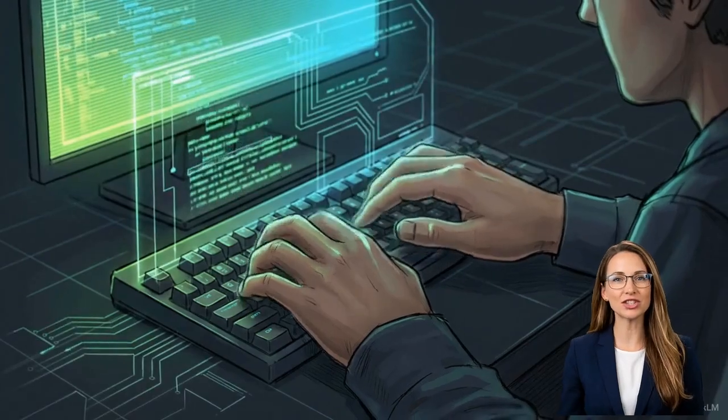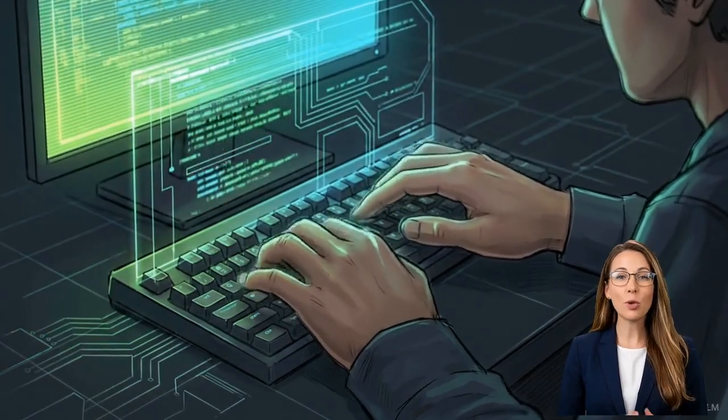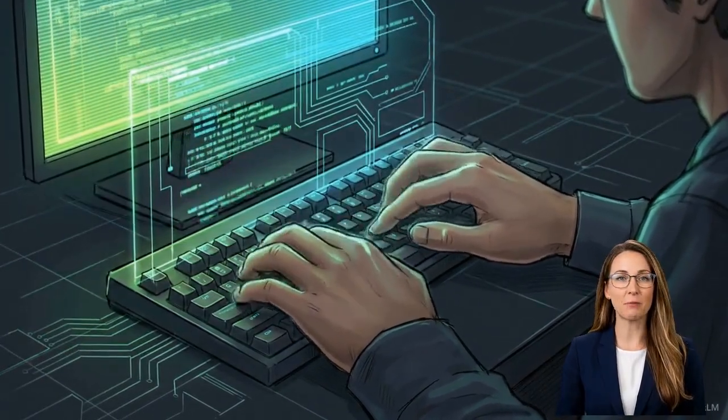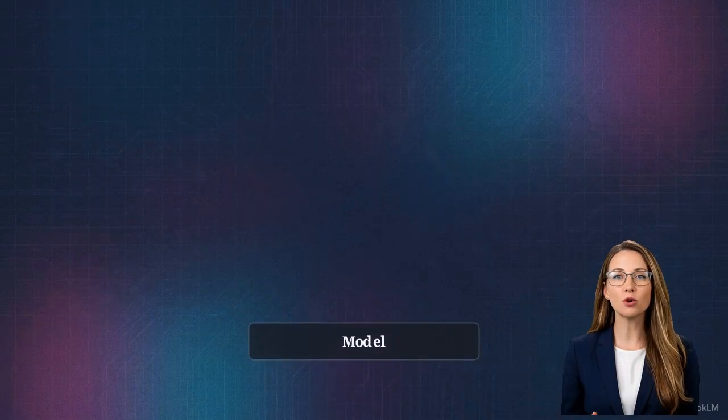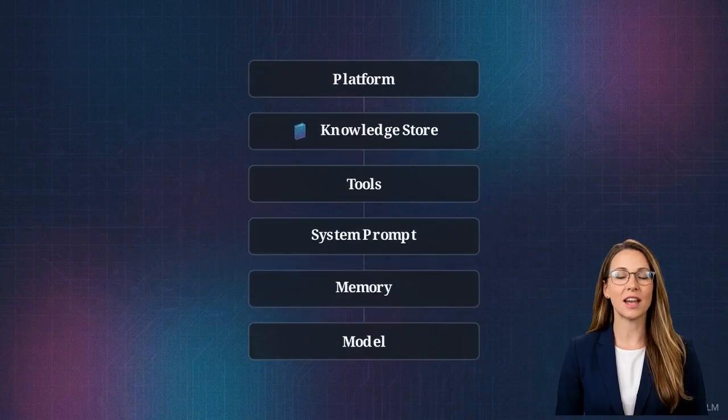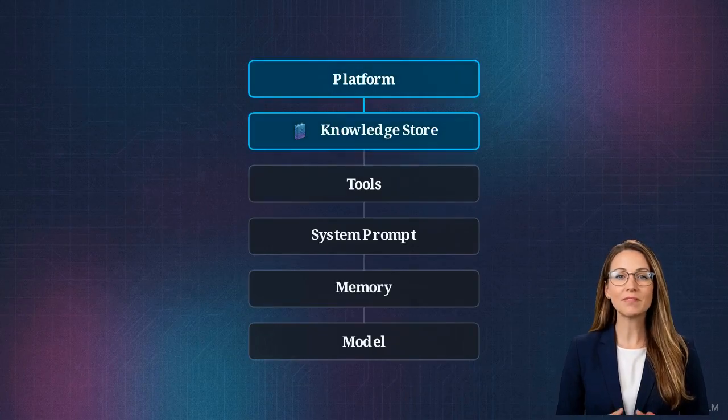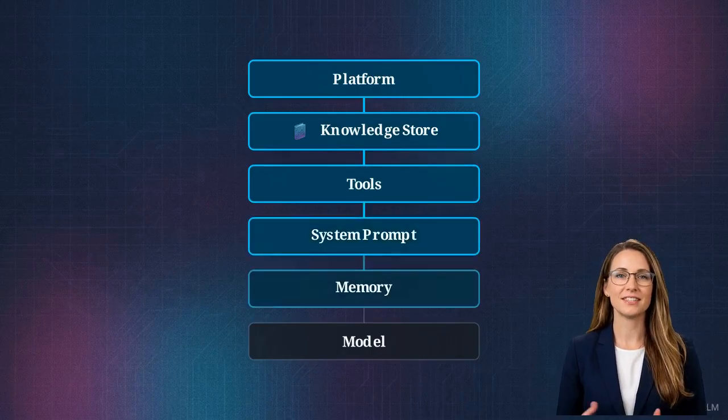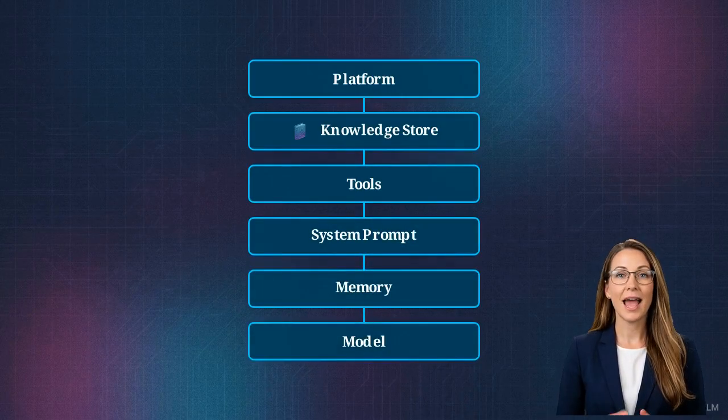When a help desk agent gives a bad answer in production, most development teams immediately try to debug the language model. But the model is only the final step. An agent's apparent intelligence is actually a downstream artifact of 6 distinct architectural layers interacting in real time: platform, knowledge store, tools, system prompt, memory, and model.